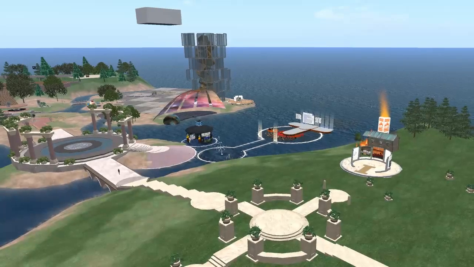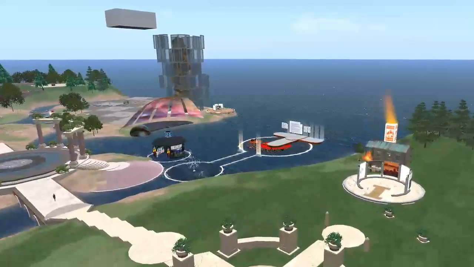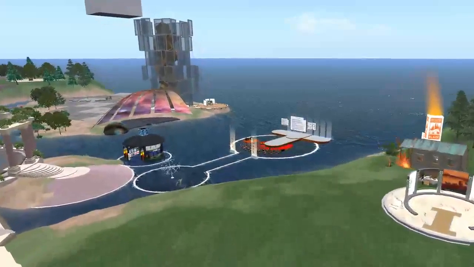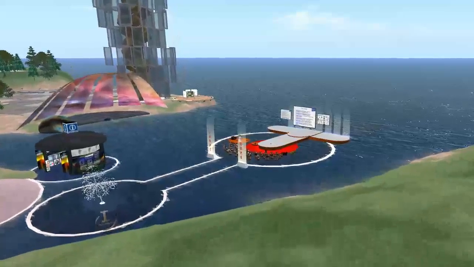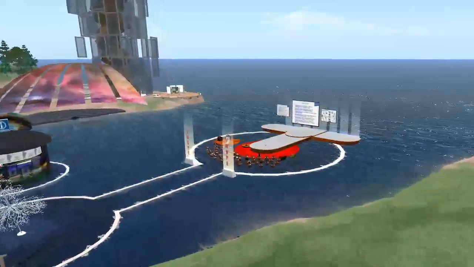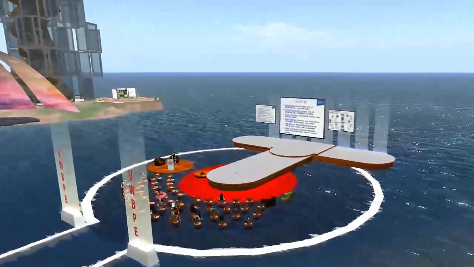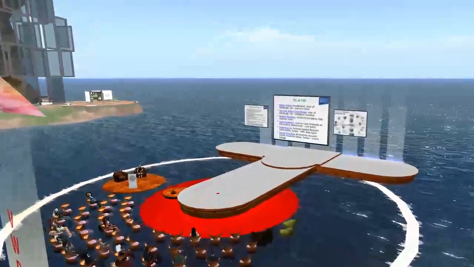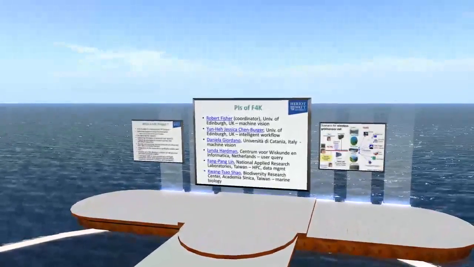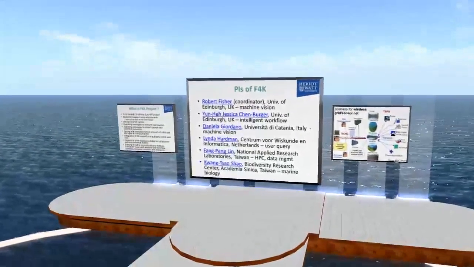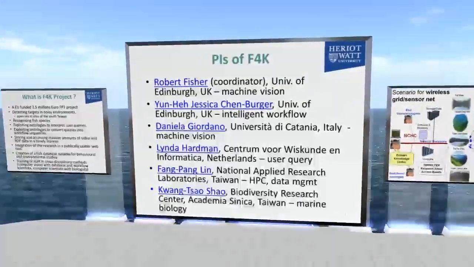Just to give you a little bit of an overview of the team members. I used to work for the University of Edinburgh, where at the time I was leading the team on intelligent workflow. Professor Bob Fisher is the overall coordinator, the big PI of the entire project. So we had two teams at Edinburgh University. We also work with Daniela, who is from Italy, Linda, who is from the Netherlands, and Fangbang. Each team has its own specializations.